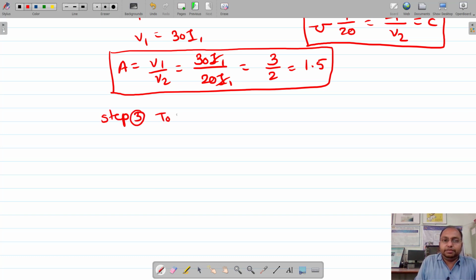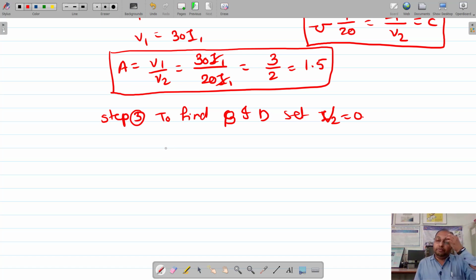to find what we are going to find. We are going to find now C and D, sorry, B and D. Set I2 is equals to 0, sorry, now we are going to set V2 is equals to 0, right? So we need to make a short circuit at the output port. So let us draw the circuit diagram.